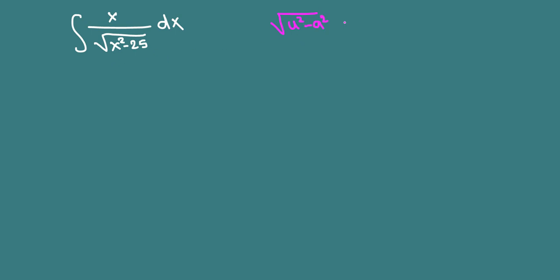In this case we make the substitution u equals a secant theta. If they are reversed, like a squared minus u squared, then u equals a sine theta. That would be totally different. And for this question, u is simply x and a is simply 5.